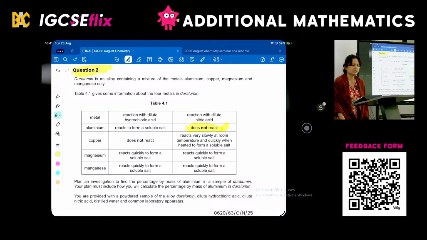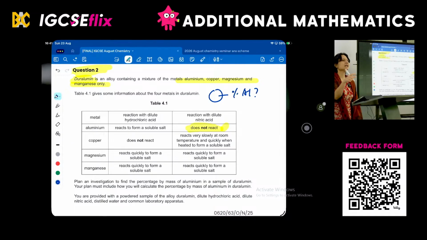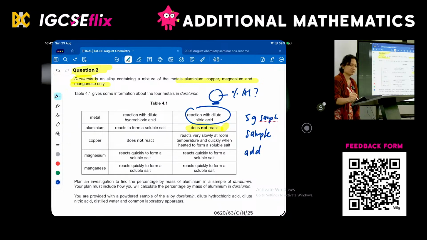Okay, so basically, duralumin is a kind of alloy. It has aluminium, copper, magnesium, manganese. I want to see inside my sample of duralumin, how many percent is aluminium? In order for me to calculate, do I need to know the mass of the duralumin? Yes. So why don't I take a 5-gram sample of duralumin? First, I take a 5-gram sample and then I add, what should I add to the sample? Nitric acid.